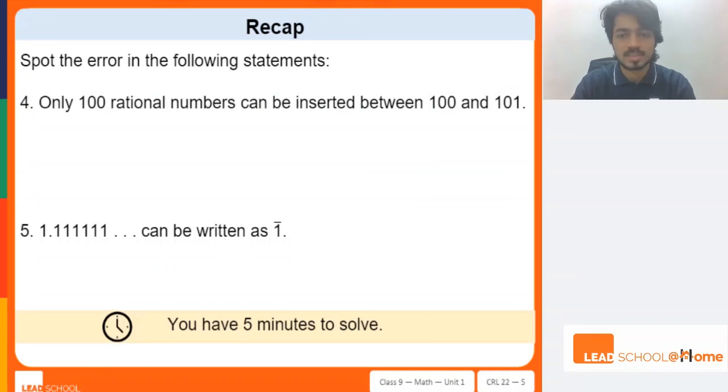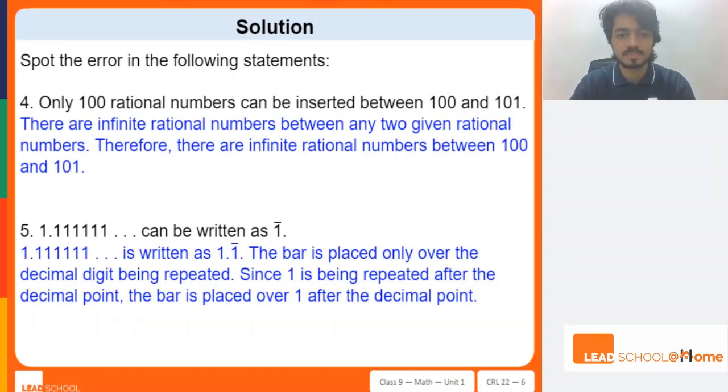Let us discuss the answers to these questions. So the fourth statement is only 100 rational numbers can be inserted between 100 and 101. So we know that there are infinite rational numbers between any two given rational numbers. Therefore, there are infinite rational numbers between 100 and 101.